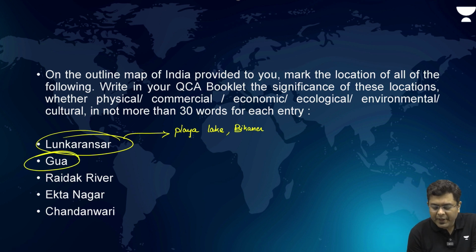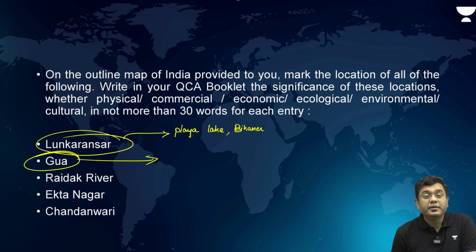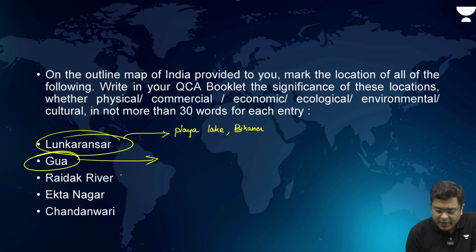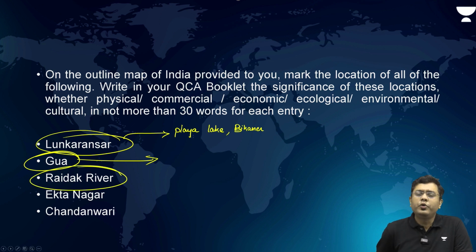Then Goa, it is a region in the state of Jharkhand, near the Jharkhand-Odisha border, in the region of Chota Nagpur plateau, particularly rich in iron ore reserves. Raidak river, a tributary of Brahmaputra, a very small stream. Between Teesta and Raidak, Shivalik is absent. Shivalik is not present in that region. And this was in news because it had caused flooding in the region, and quite substantial flooding.